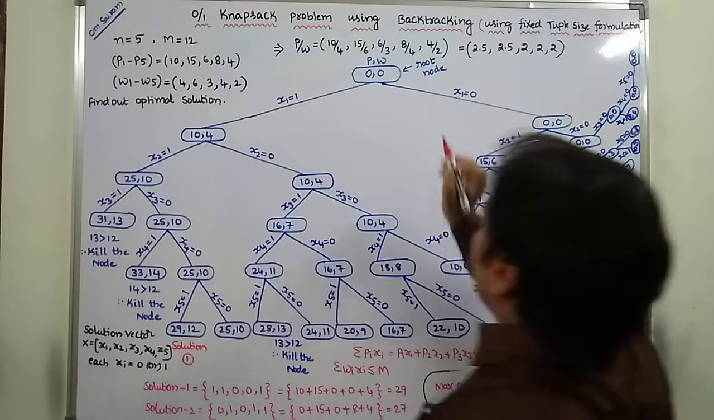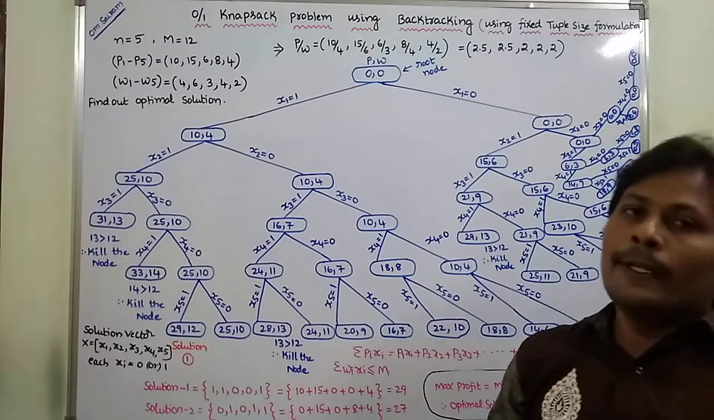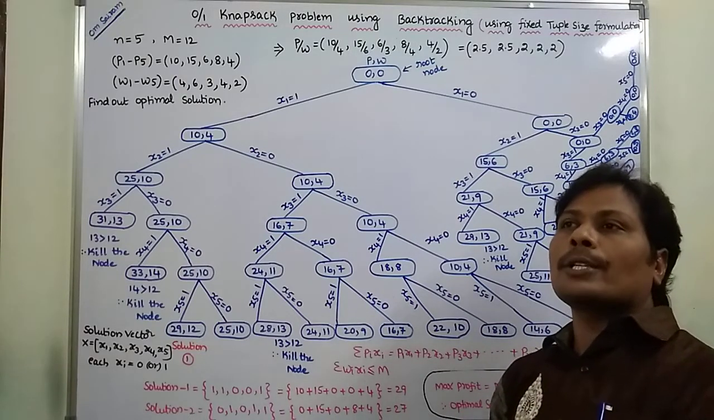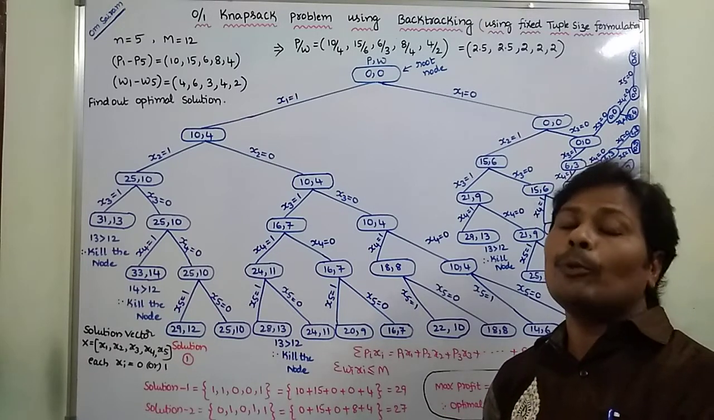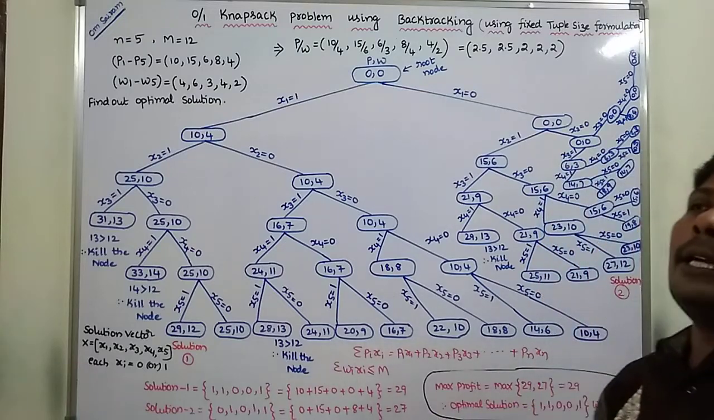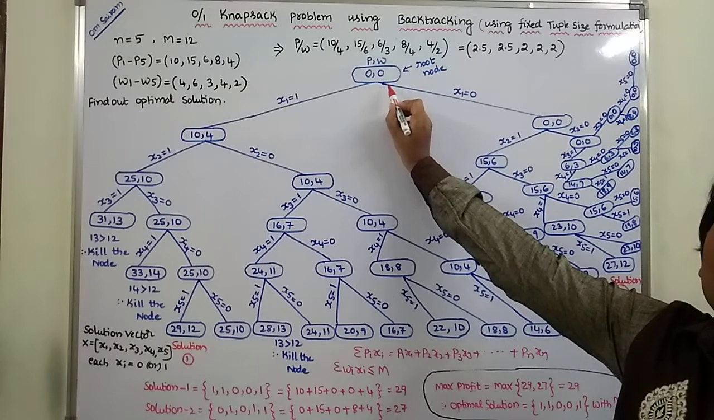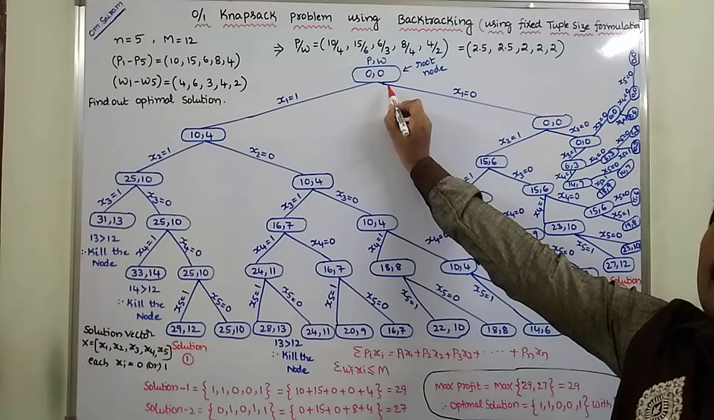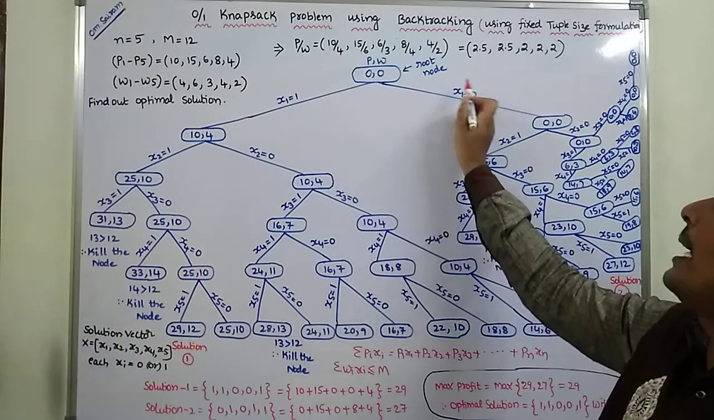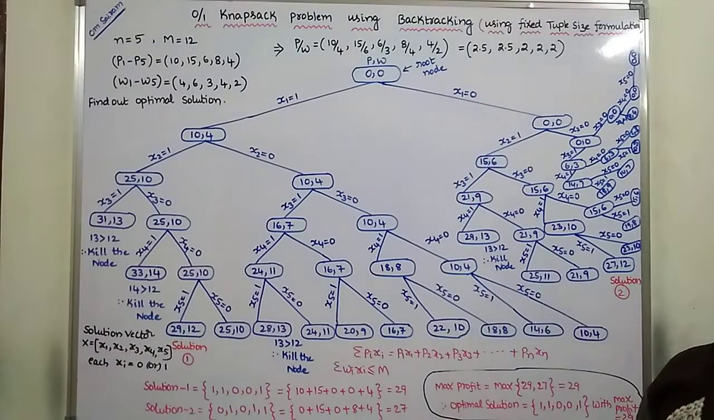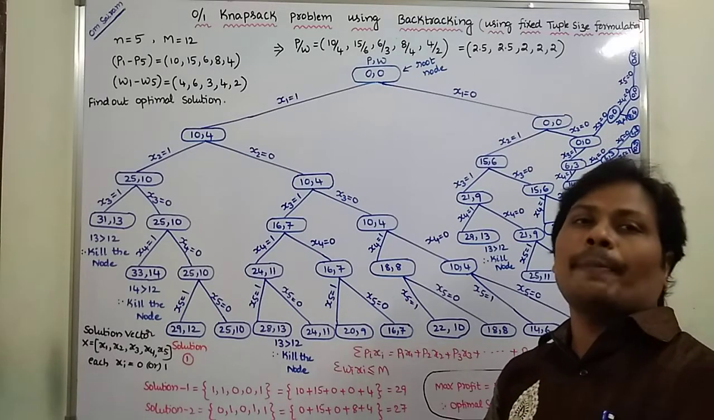First, okay. Before going to this problem, here there is the fixed tuple size formulation. What is fixed tuple size formulation? That means each xi can take two values, either 0 or 1. That is nothing but fixed tuple size formulation. Each and every node can take two values, either 0 or 1. The left child can take the 1 value and the right child can take the 0 value. So this is called fixed tuple size formulation, and also the dynamic state space tree.